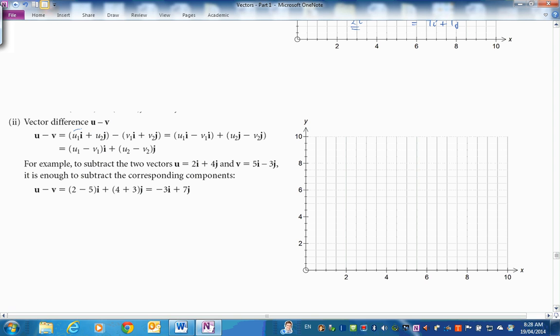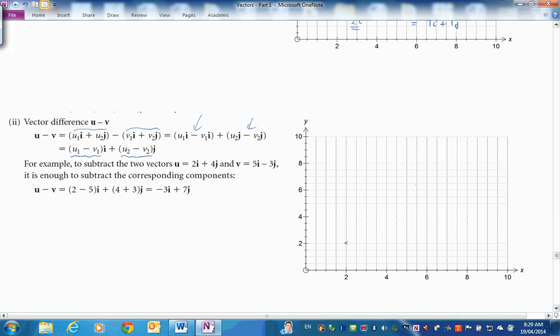If you're subtracting two vectors, you'll subtract their x components and their y components. So the i components will be u take v, and the j components will be u take v. Let's do one again. Let's do 2i plus 4j, and then we will take them away. So let's do the same thing again.